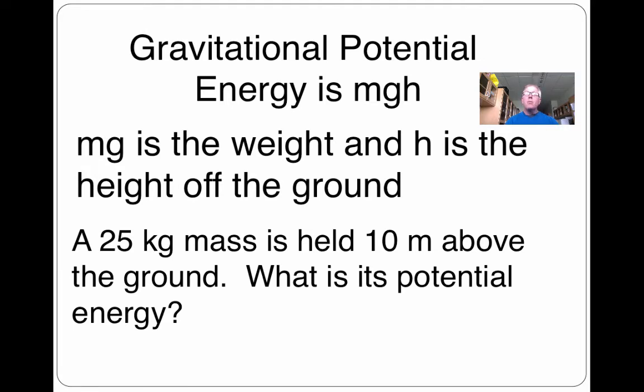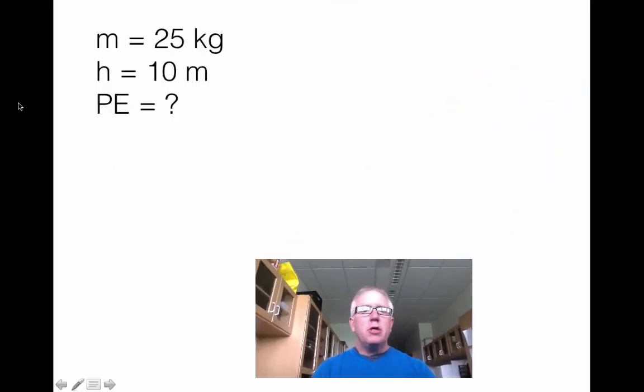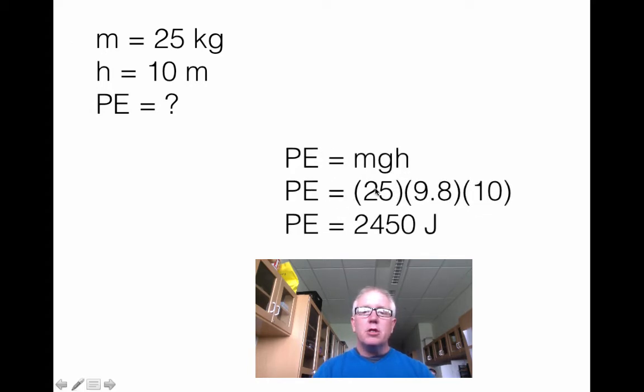All right, welcome back. How did that work out for you? Okay, so let's see what we got here for the potential energy. I got 2,450 joules. Is that what you got? Well, let me explain my thought process to you. Here is my information, that's the first step of every problem. And then I am plugging it into the equation. There's my mgh. g I know is 9.8 here at sea level on Earth, and that's how I came up with 2,450 joules. How did you do?